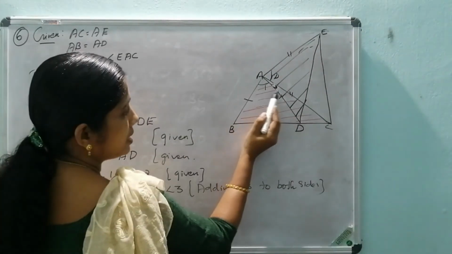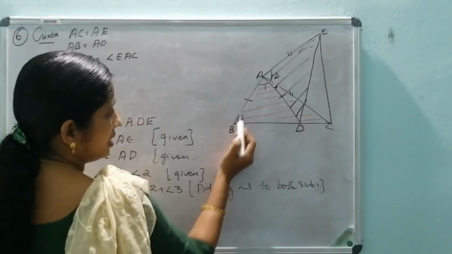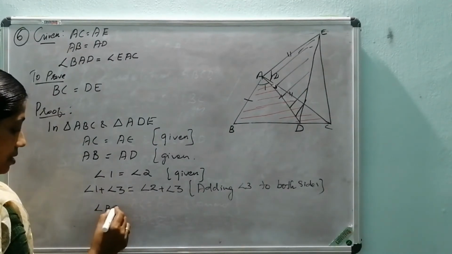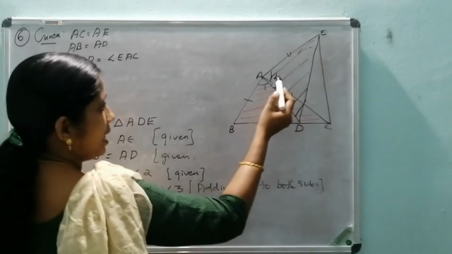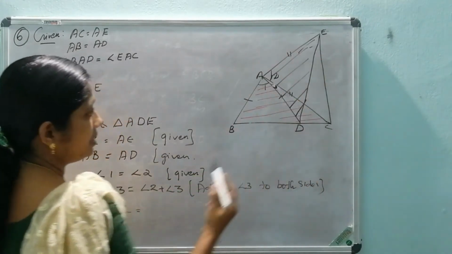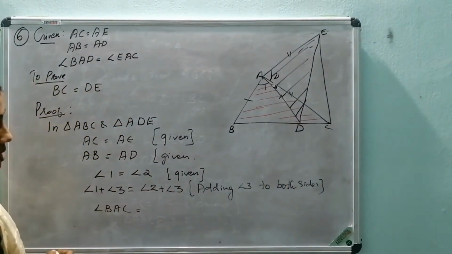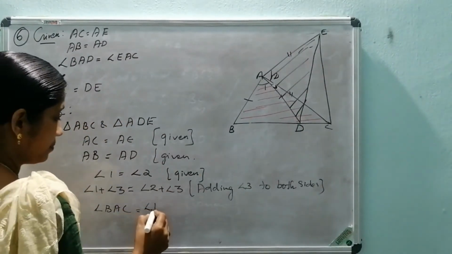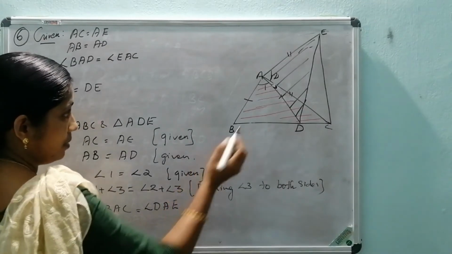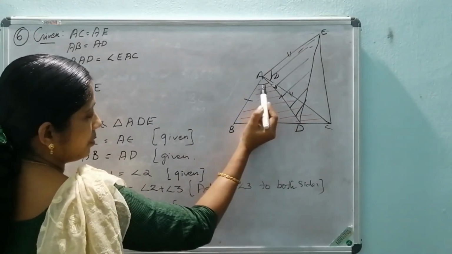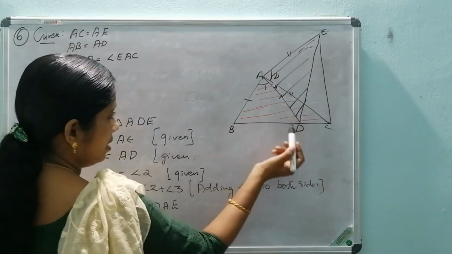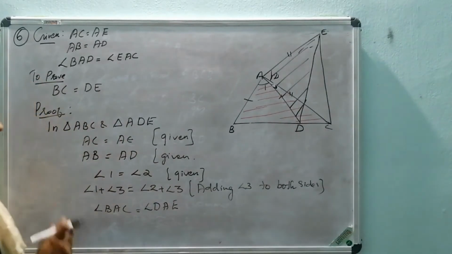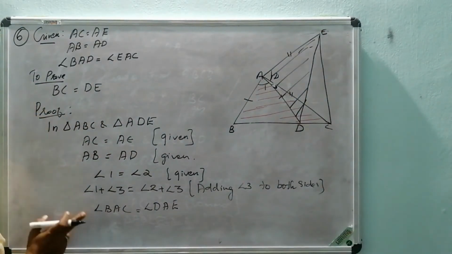Look here. Angle 1 plus angle 3 means this angle, that is angle BAC we get. So we can write angle BAC. Then angle 2 plus angle 3, that is angle DAE. Angle BAC, sorry, BAC, this angle, and angle DAE, this complete angle. So we got two sides and one angle.